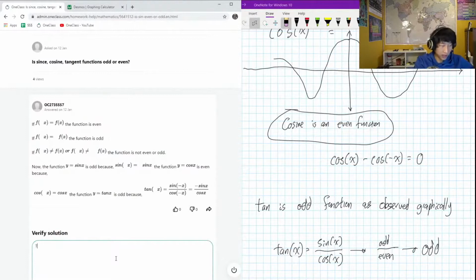So here we can say that the above solution is good.